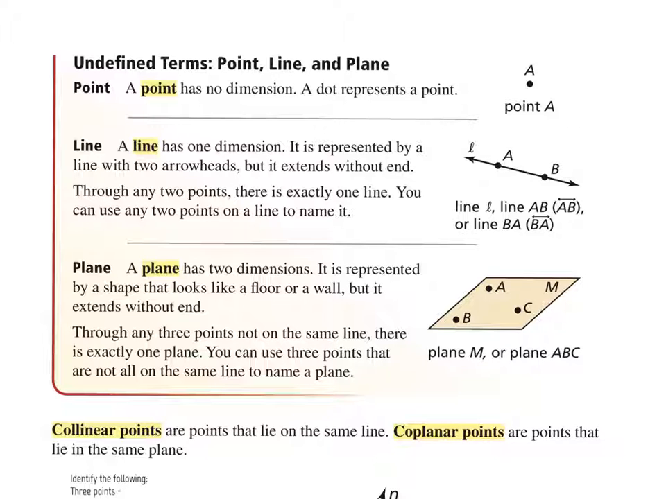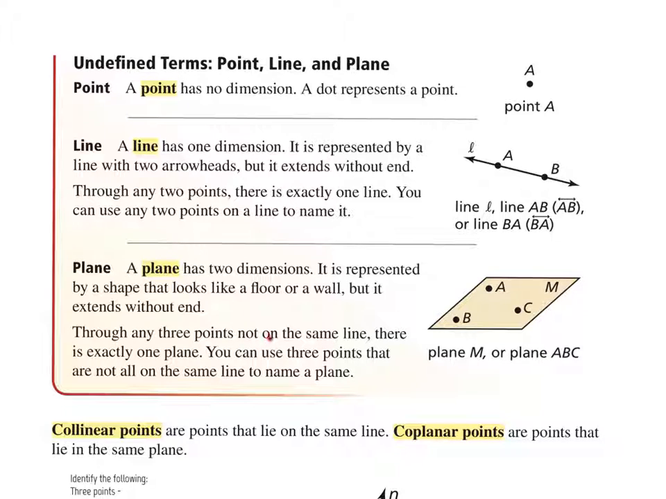So again, the rule of a line is through any 2 points, there exists exactly one line. So keep that in mind as we go on in the future. It doesn't matter if there's a line there. If there are 2 points and it asks you if there's a line there, through any 2 points is exactly one line. It doesn't have to be drawn to be true.